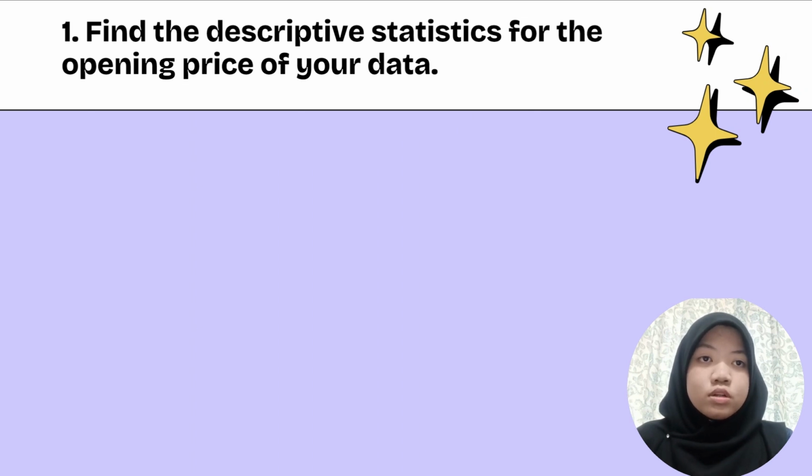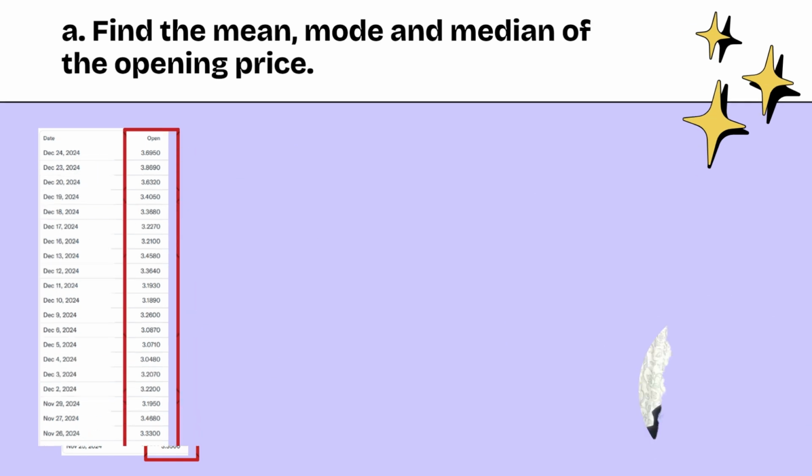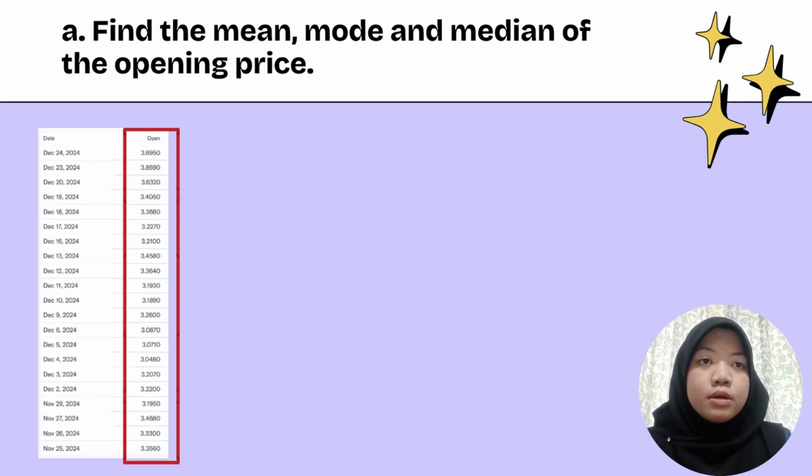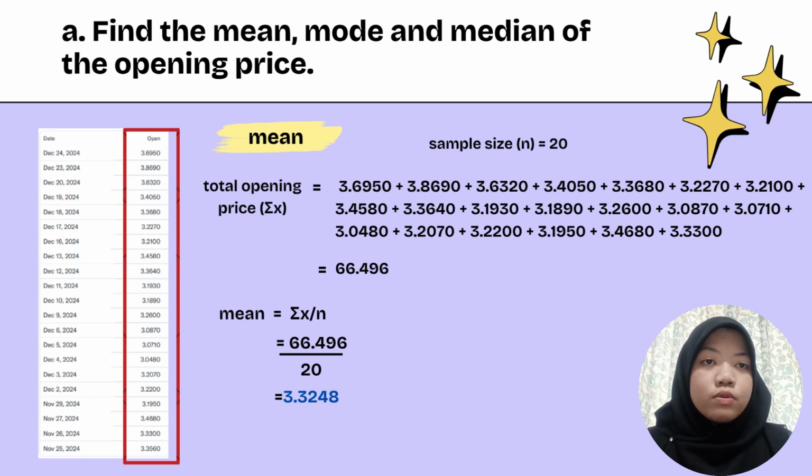Today I would like to present question number 1, which is find the descriptive statistics of the opening price for your data. For A, find the mean, median and mode of the opening price. First we have to total up all the opening prices. We got the answer 66.496. For the mean, we use the formula summation of x over n, where n is the sample size, which is 20. So 66.496 over 20, we got the answer 3.3248.